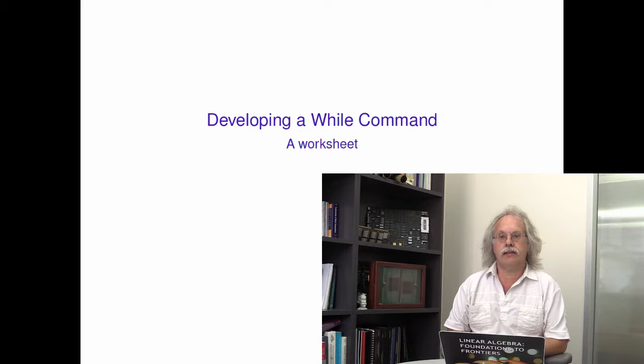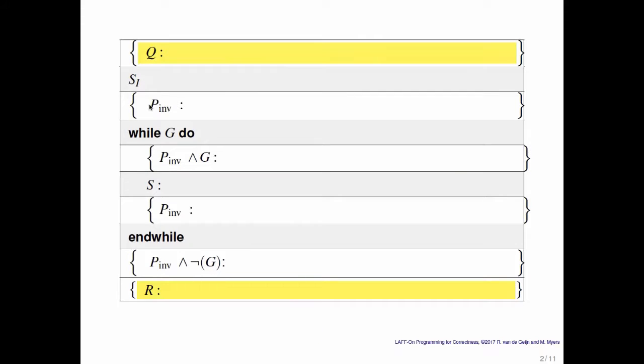So now we have arrived at my favorite topic, how to develop loops. And the remainder of the course is all going to be about developing loops for various operations, which will progressively get more difficult. So how does this work? Well, we're given a precondition Q and a postcondition R.